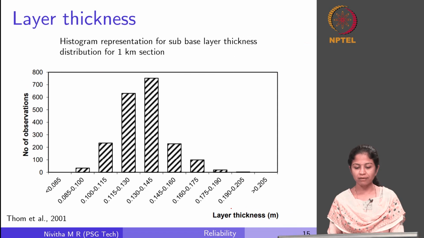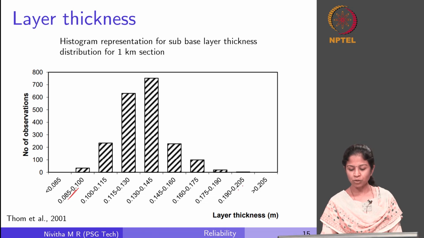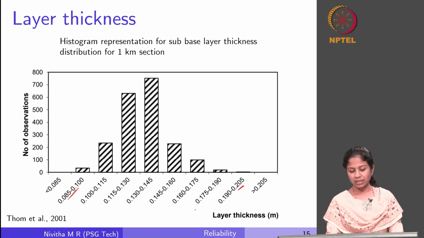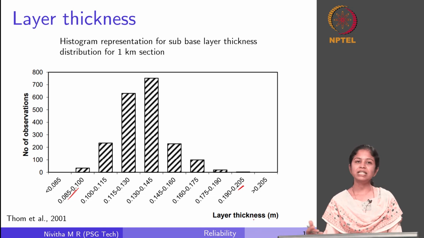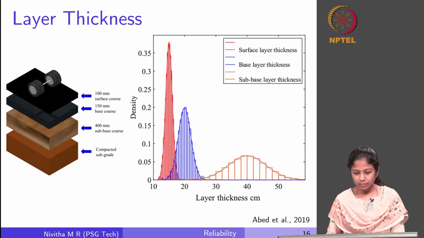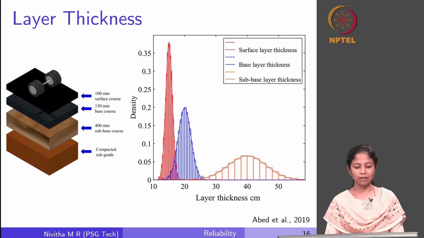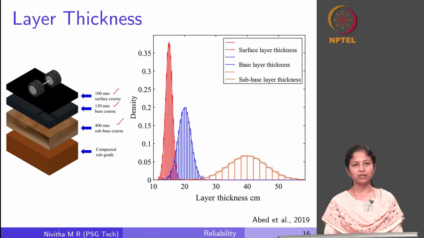Similarly, we can also see the variability for sub-base layer. Again, you can see it varies from 85 mm to 200 mm. So this is the amount of variability that we see. Again, for each layer when we measure, we will be able to observe the degree of variability. So now if we take a system, let us say it has 4 layers, one is your subgrade. If a system like this is taken which has 100 mm surface course, 150 mm base course, 400 mm sub base course, and if I am able to measure the thickness, this could probably be the variation in thickness that we can observe for each of these layers.